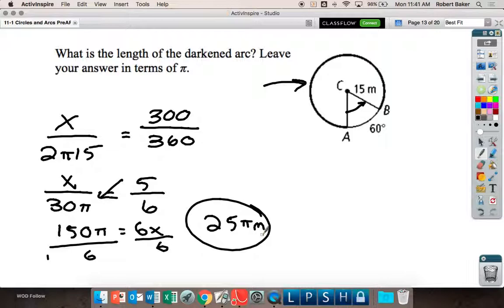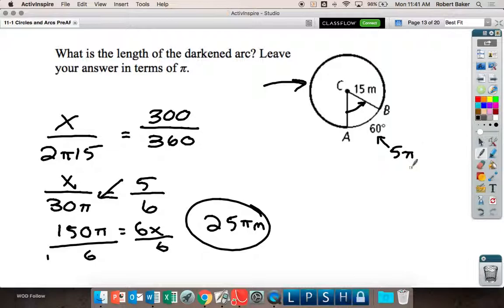What's the total length around the circle? 30 pies. Right? So if the total length is 30 pies and the darkened arc is 25 pies, how big is that piece? 5 pies. Or 5 pi.